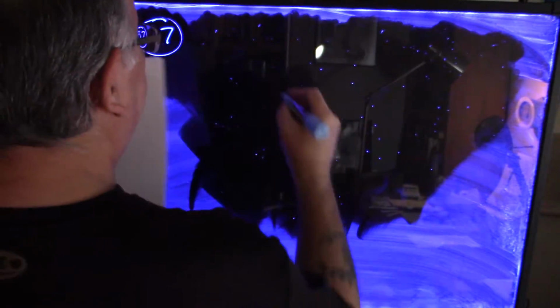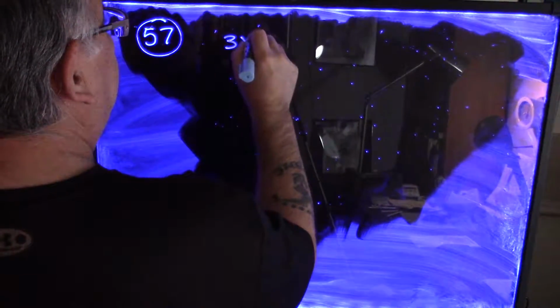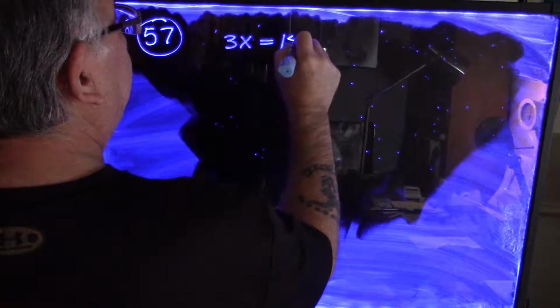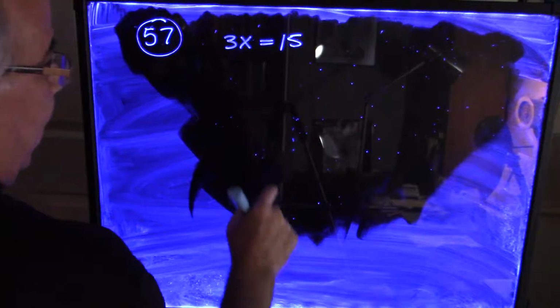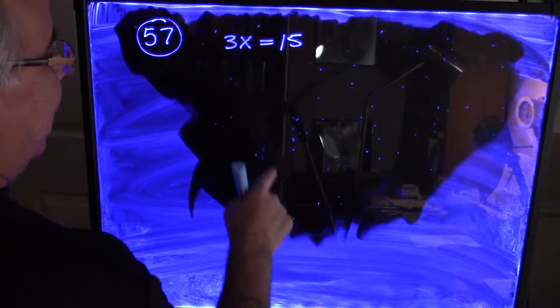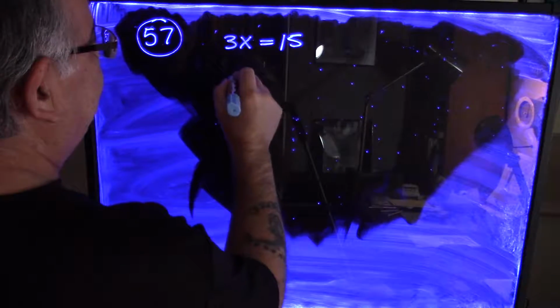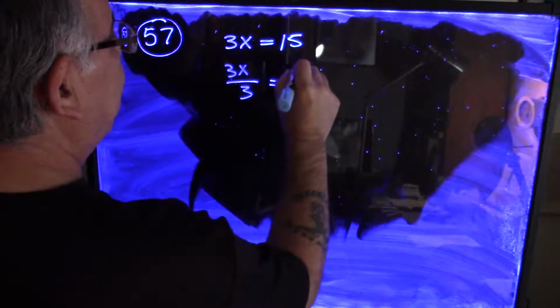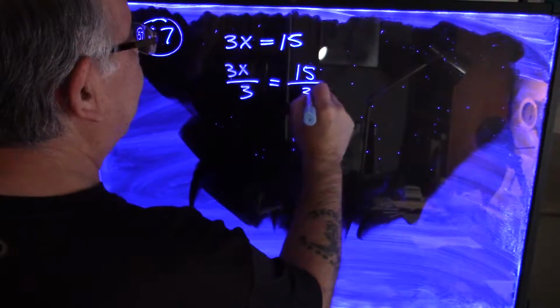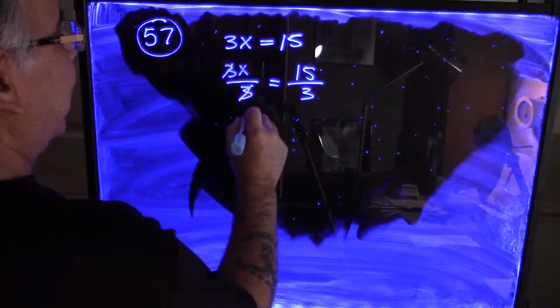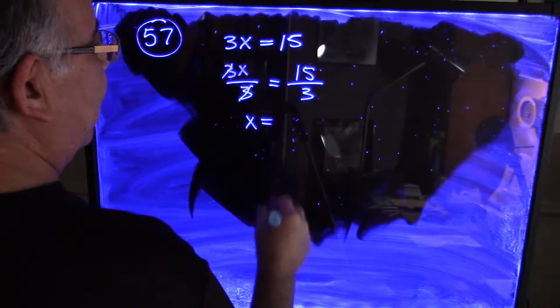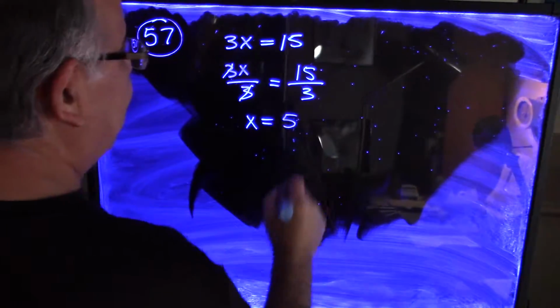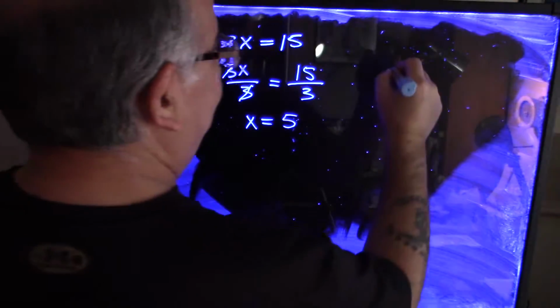Number 57, we've got 3x equals 15. What I'd like to see is x equals something, so just divide both sides by 3. 3x over 3 equals 15 over 3, and so the 3's cancel, so you get x equals 15/3, which equals 5. So x equals 5 is what we want.